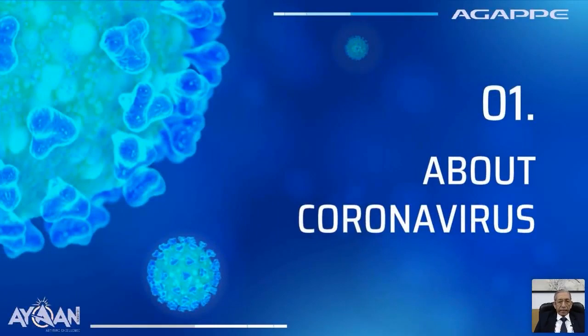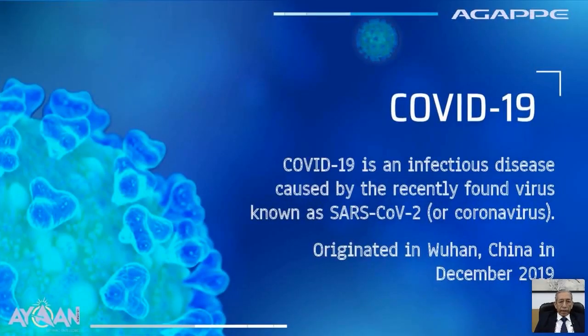Let us go in a little about the coronavirus. COVID-19, that is, coronavirus disease, the epidemic of 2019, is the name. It is due to a particular virus named SARS-CoV-2. Previously, a few years back, we had the SARS infection, and this is a mutated variety of the same virus, and that is why it is called number 2, the SARS-CoV-2. This originated in Wuhan, China, at the end of November and early December 2019.